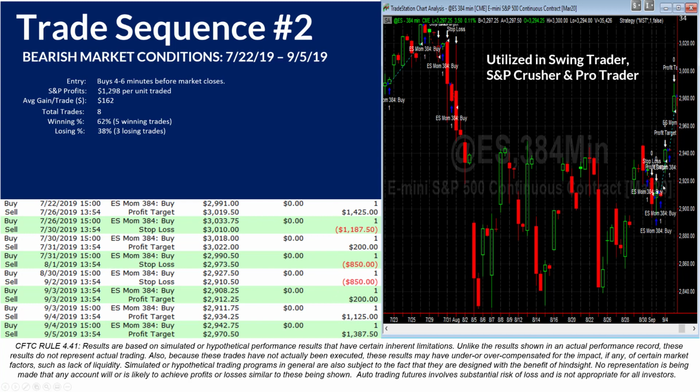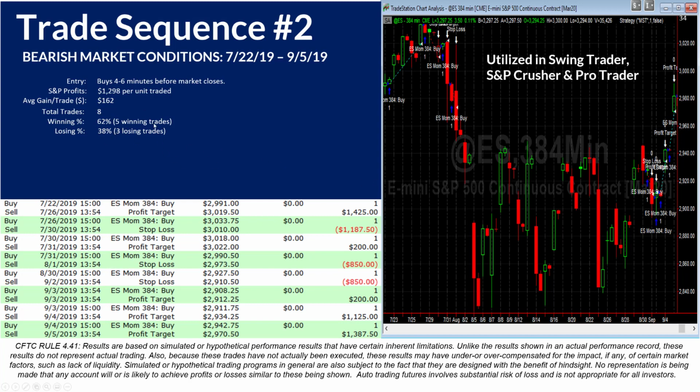But notice what happened though. Eventually we had another winner, and then a really nice winner on the 3rd of September, and then another really good one on the 4th of September. And so if you add up all these trades in this sort of drifting lower / sideways market that we saw, we actually made about $1,298 per unit traded, averaged about $162 per trade. The total number of trades was 8. We had 5 winning trades and 3 losers. So we had a win rate of about 62% and then 38% losing.